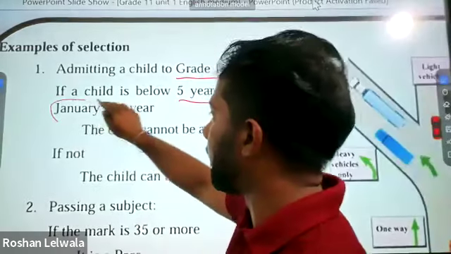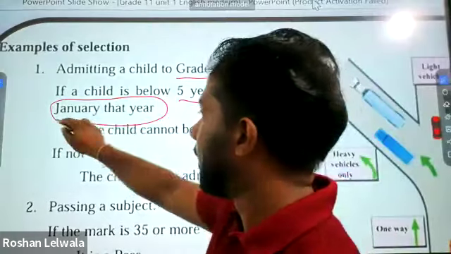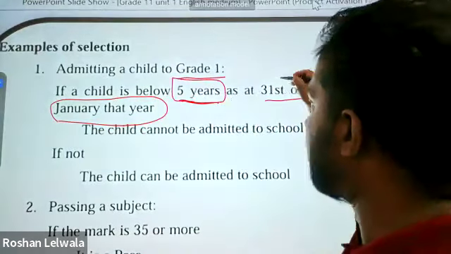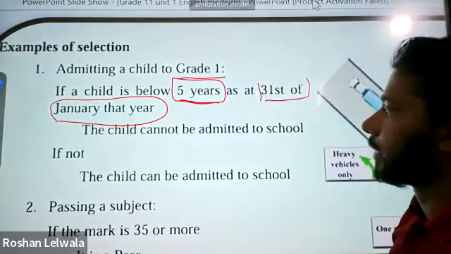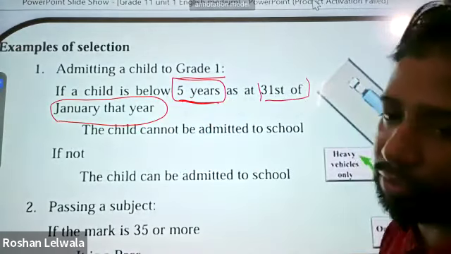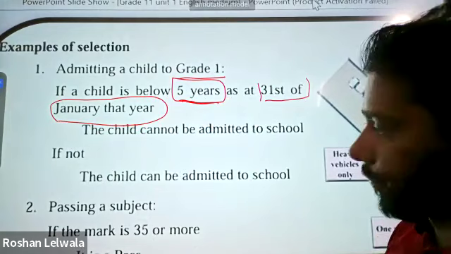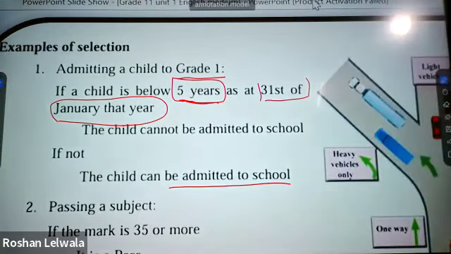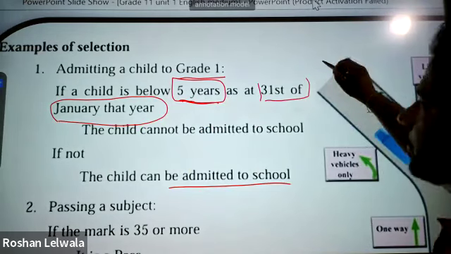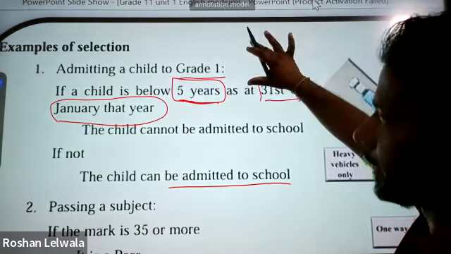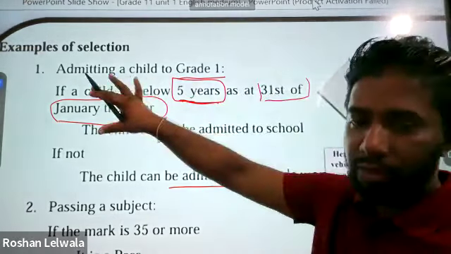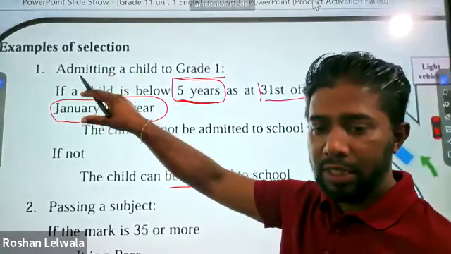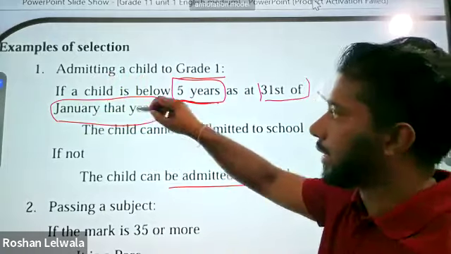Okay, here the condition is given. This is the condition: below 5 years as at January 31st. Then the child cannot be admitted to school. If not, the child can be admitted to school. That means according to this scenario, they are mentioning the condition.